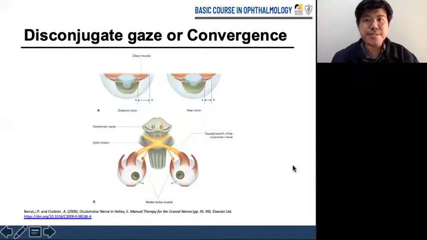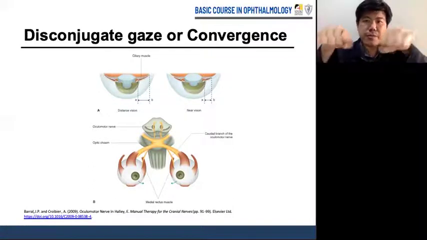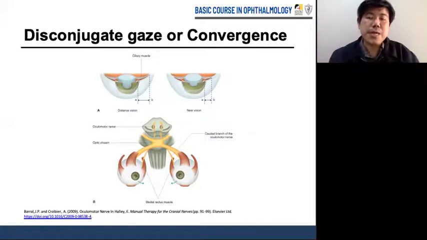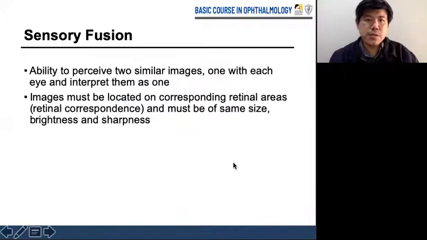So for convergence, the oculomotor nucleus is activated together with the accommodation reflex. Now, once activated, both MRs contract, so there's convergence. To achieve sensory fusion, two similar images from one object shall fall in corresponding retinal areas in the two eyes. So they must be the same size and clarity.